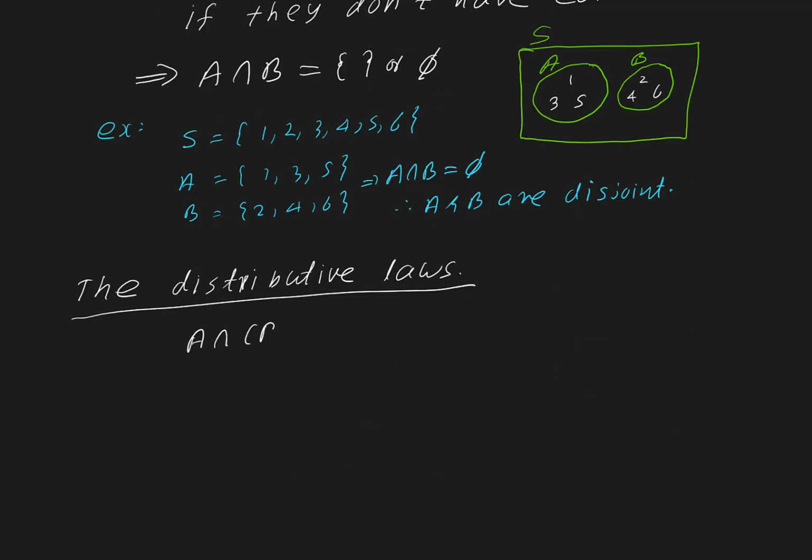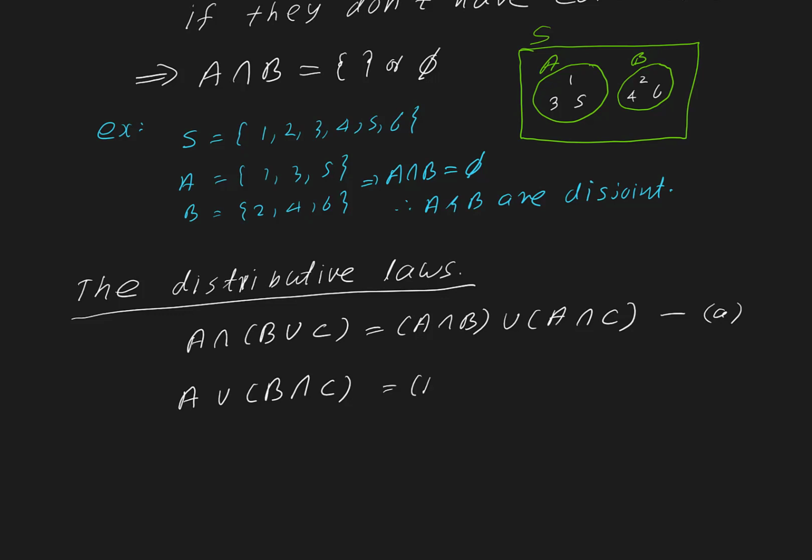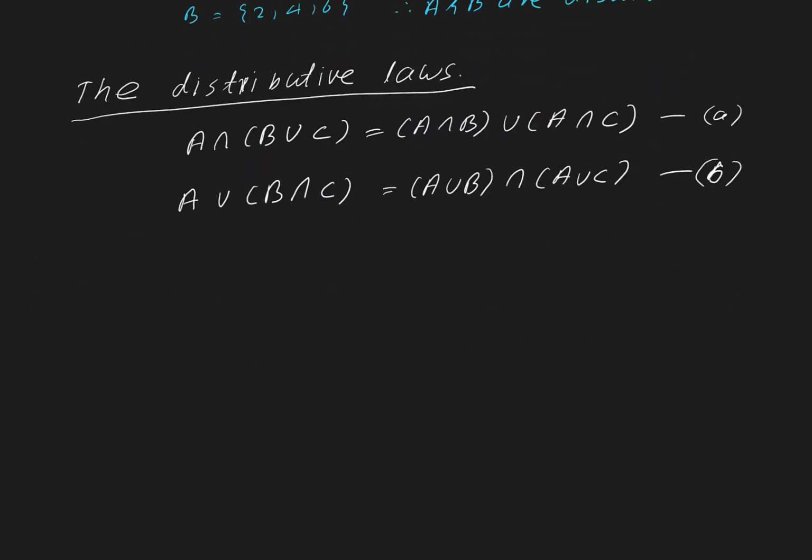A intersection (B union C) equals (A intersection B) union (A intersection C). I use this is A. Next one, A union (B intersection C) equals (A union B) intersection (A union C). This is B. Let me verify this using a Venn diagram. So I use A, the first one, A intersection (B union C).